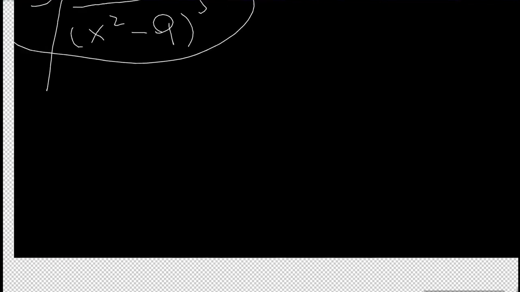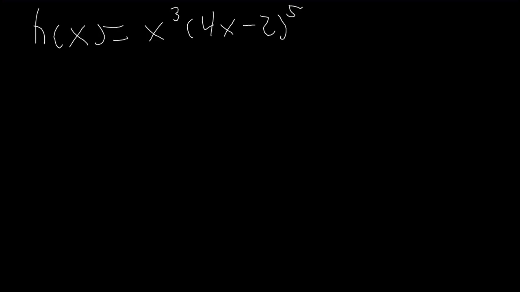Okay. So for our next example, let's find the derivative of h of x. Let's bring it down a bit. H of x equals x cubed times 4x minus 2 to the power of 5. So we have to realize here that we have to use product rule. So this will be f and this will be g.